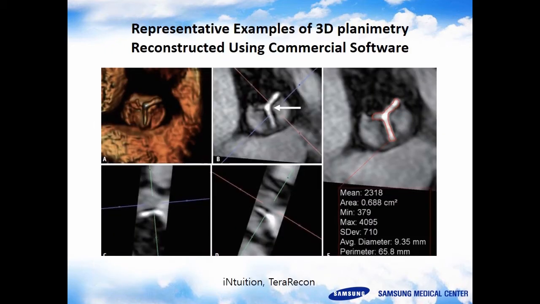Representative examples of 3D planimetry reconstructed using commercial software. In A, the volume rendering image shows the 3D structure of the aortic valve. In B to D, 2-directional cross-sectional images taken perpendicular to the aortic valve were used for reconstruction. Note that there is a high-velocity jet with high contrast. We measured the maximal area of the aortic valve at mid-systole.